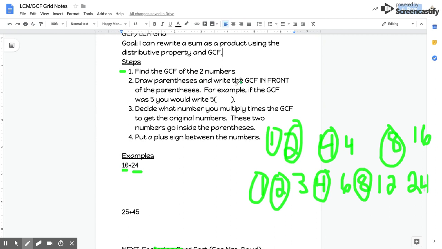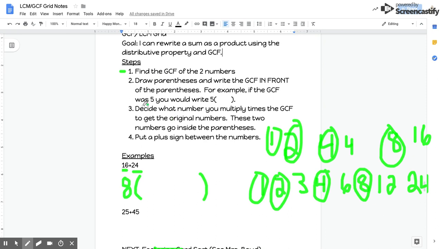Step 2 says draw parentheses and write the GCF in front of the parentheses. For example, if the GCF was 5, you would write 5 and then some parentheses that are just going to be blank in the middle for now. You want to make your parentheses a good distance apart because we are going to be writing about 3 things in there. So I'm going to write my GCF, which was 8, and draw my parentheses, leaving some space in between because I've got some things to write.